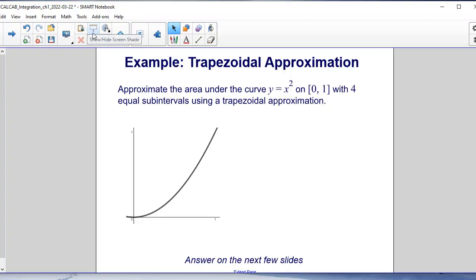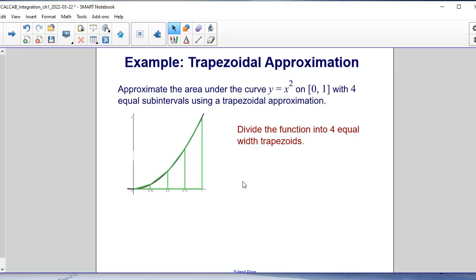Let's consider this example on how to use the trapezoidal approximation. We're asked to approximate the area under the curve. In this case, the curve is y equals x squared on the closed interval 0 to 1 with 4 equal subintervals, and we're going to use the trapezoidal approximation. First, let's calculate our subintervals. We use delta x equals b minus a divided by n, and using the values from above, we find that each subinterval is going to equal 1/4.